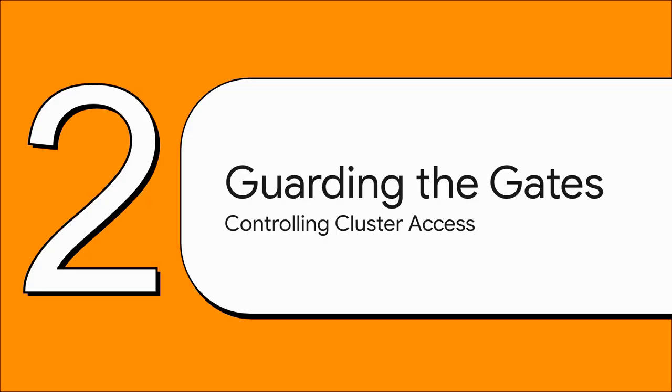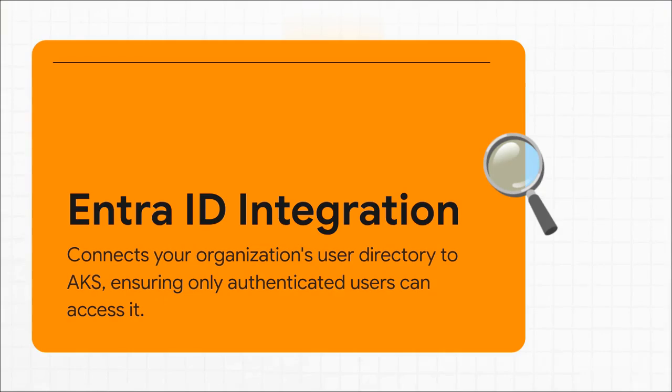So let's talk about our first line of defense, guarding the gates. It's simple, right? A fortress is only as strong as its gatekeepers. This whole section is about controlling who can even approach your cluster, and more importantly, what they can do if they get there. Our main gate is something called Entra ID. You might know it by its old name, Azure Active Directory. Hooking this up with AKS connects your company's entire user directory straight to your cluster. This basically means only authenticated users from your team can even knock on the door.